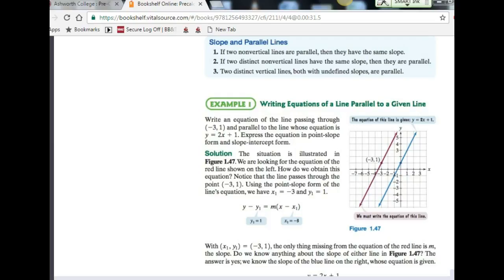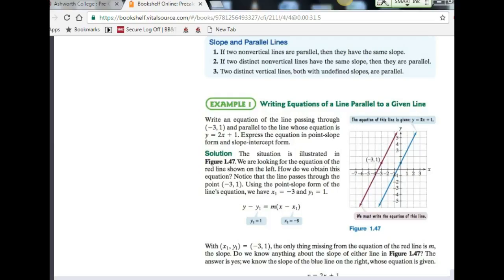So you can see the picture, they've included it so you can visualize it. This is 2x plus 1 right here, the blue line, and they're wanting us to create this purple line, a line that's parallel to this one and goes specifically through negative 3, 1. So we're looking for the equation of the red line, or in this case it looks purple to me, shown on the left here. How do we obtain this equation?